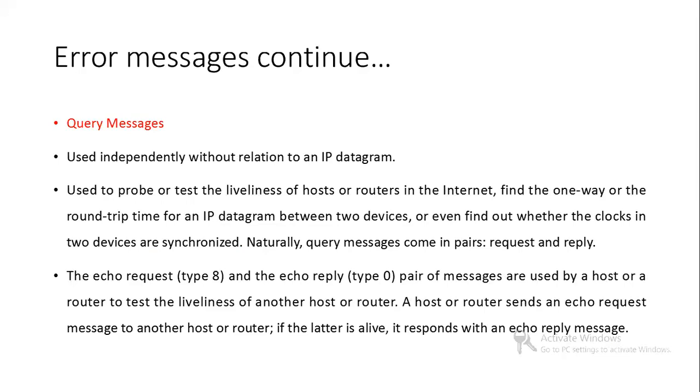Naturally, query messages come in pairs, that is, the request and reply. The echo request, that is type 8, and the echo reply, type 0, pair of messages is used by a host or a router to test the liveliness of another host or router. A host or router sends an echo request message to another host or router. If the latter is alive, it responds with an echo reply message. We shortly see the application of this pair in two debugging tools in the future videos.